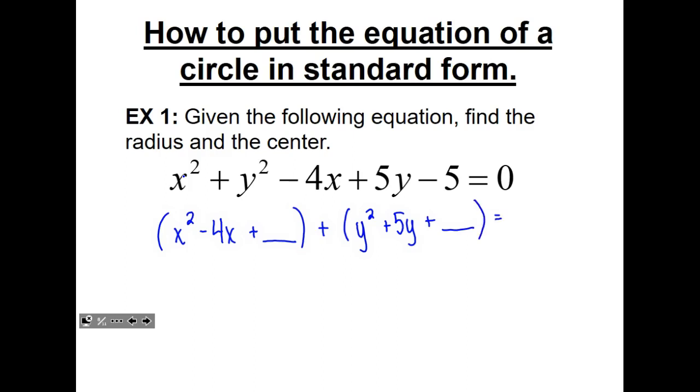And then I'm going to move this negative 5 right here. I'm going to move it to the other side like we do when we're completing the square. So I will just have a positive 5. Now, notice I have 2 plus blanks right here. All right? So I need 2 plus blanks on the other side.